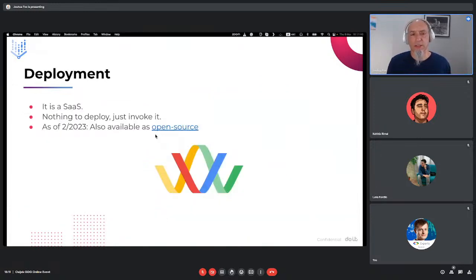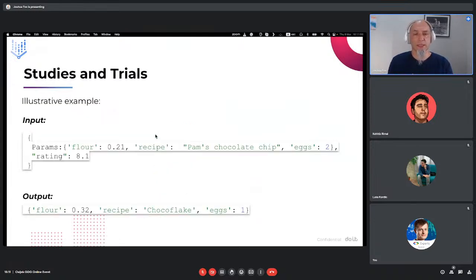This is software as a service. Nothing to deploy, you just invoke it with REST, although just recently it came out as open source, which I'll talk about just a couple minutes, a little bit later. So this is an example of what it looks like. You're sending Vizier the input, which is the parameters.